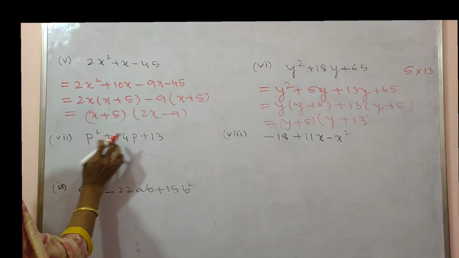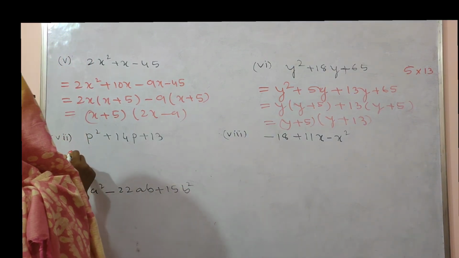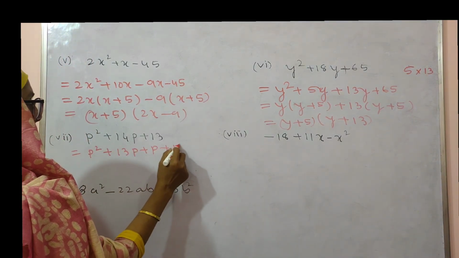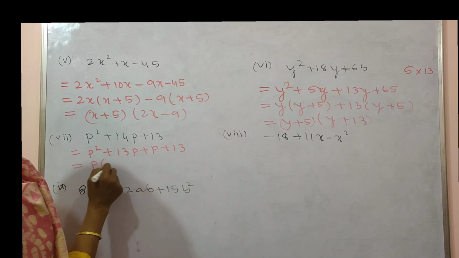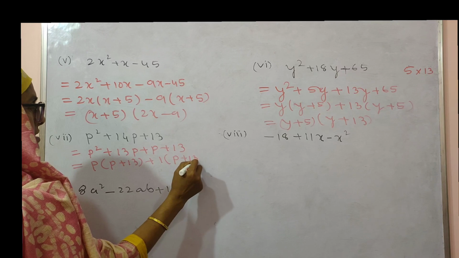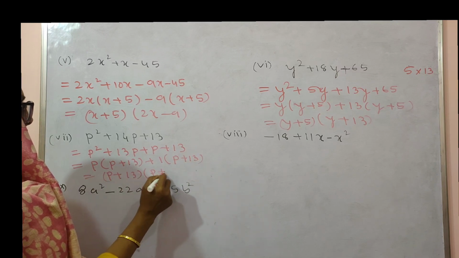Next this one, p square plus 14p plus 13. 13 means 13 into 1. So you can write p square plus 13p plus p plus 13. This is so easy. Take common p plus 13. Here 1 common, p plus 13. So you can write p plus 13 into p plus 1.